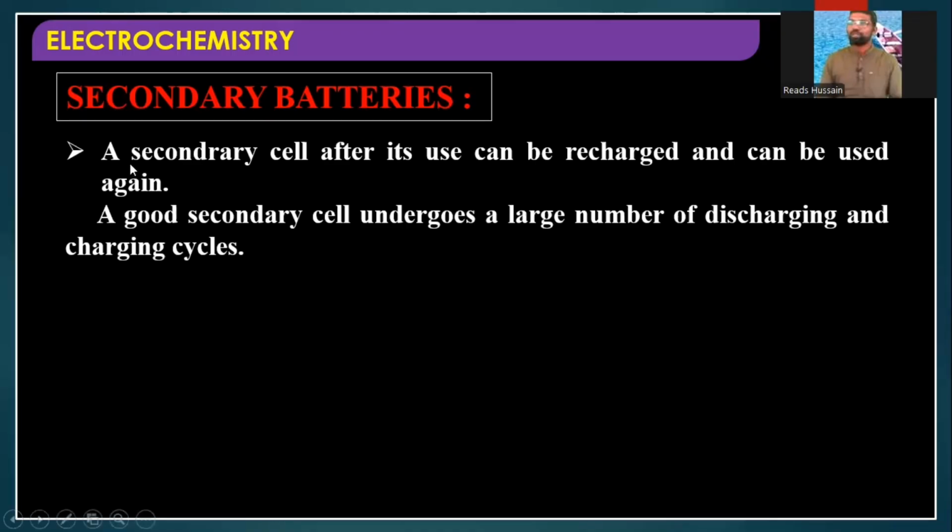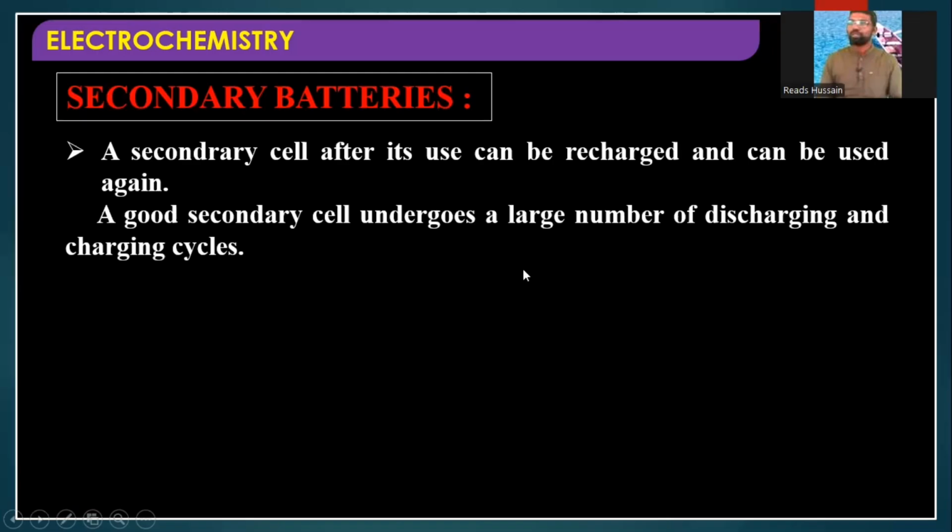The definition is very simple. A battery which can be reused again and again. Otherwise, a battery which can be recharged is called a secondary battery. A secondary cell, after its use, can be recharged and can be used again. A good secondary cell undergoes a large number of discharging and charging cycles.